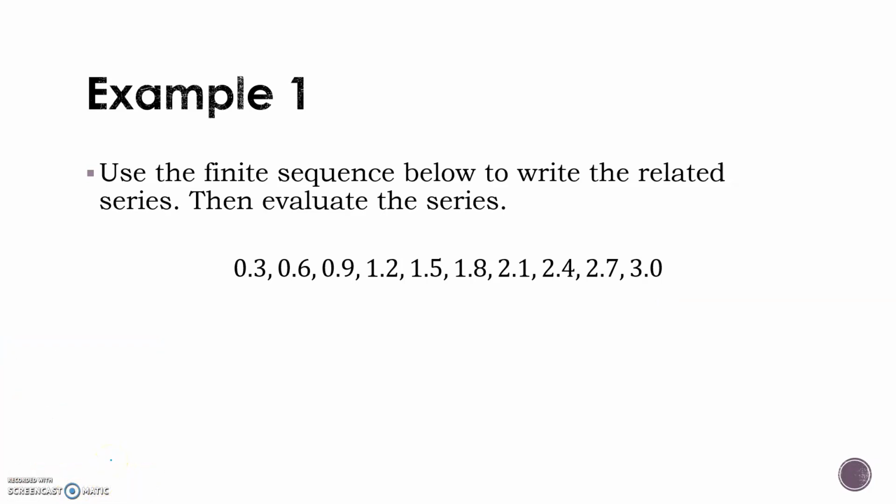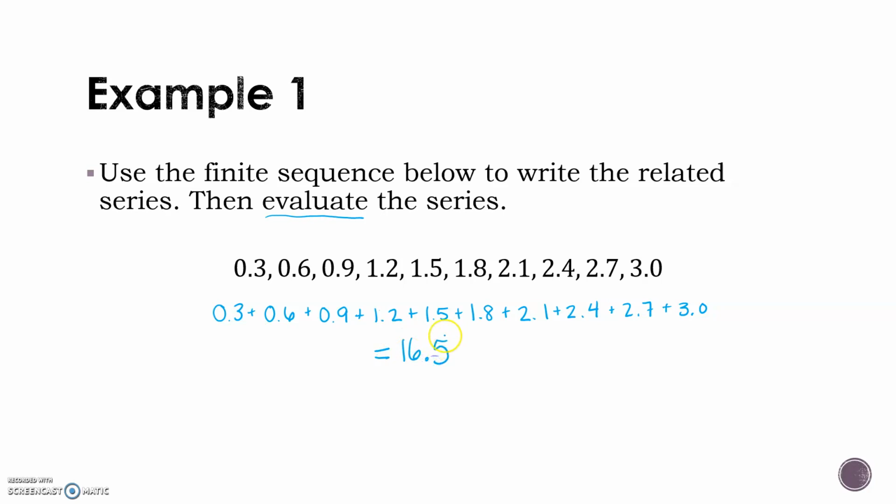Write the related series, then evaluate the series. Essentially, all I'm going to do is take each of these numbers, write them again, and put a plus in the middle. Voila! It's going to look like this. So we've written it as a series. Then we need to evaluate the series. That means add them all together. If we added all of those up, we would get 16.5. This is the series evaluated.